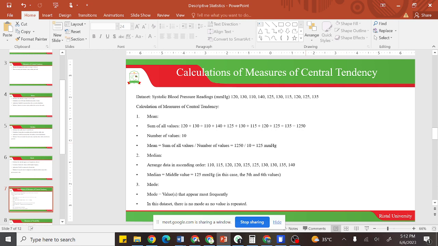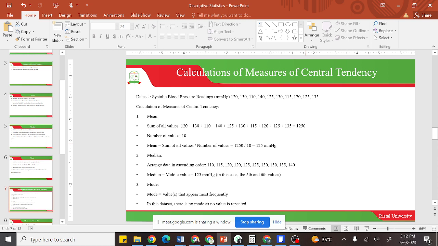And then we have the median, where you arrange the systolic blood pressures from the lowest to the highest. The one which is in the middle forms the median. And in this case, it is 120, which is in the middle.